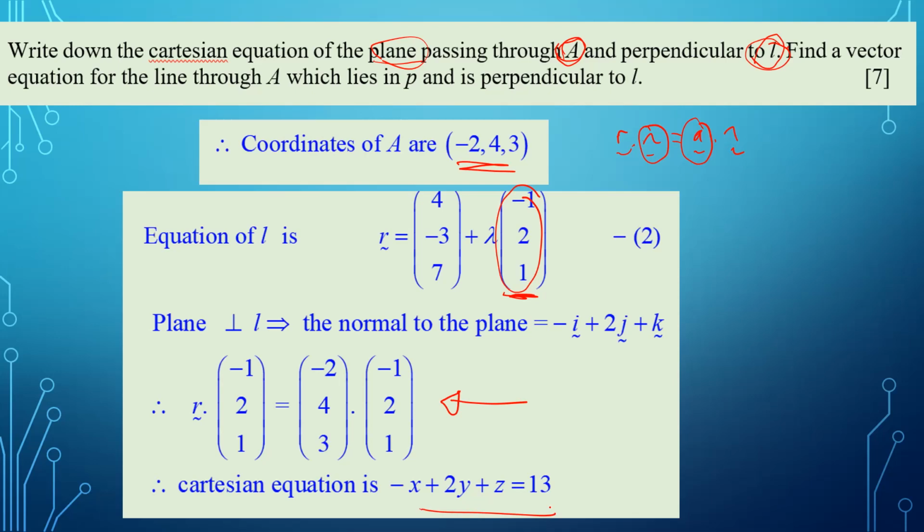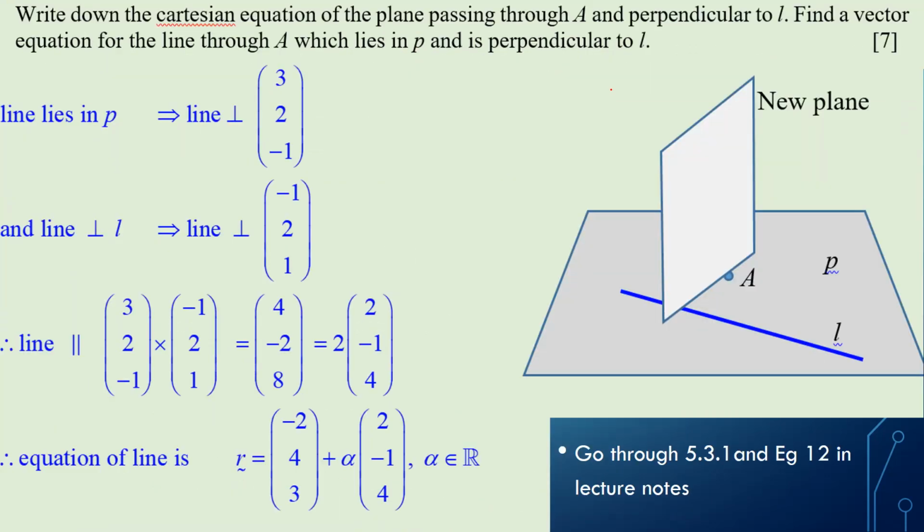The last part, which is the one that's a little bit tricky. Find a vector equation for the line through A, which lies in plane P, and at the same time is perpendicular to line L. This is extremely difficult to visualize. To help you, I've drawn a diagram for you, but the theory is exactly the same as 5.3.1 and example 12 in your lecture notes.